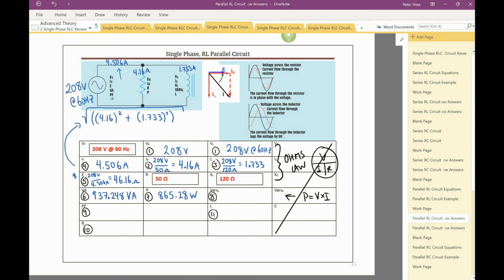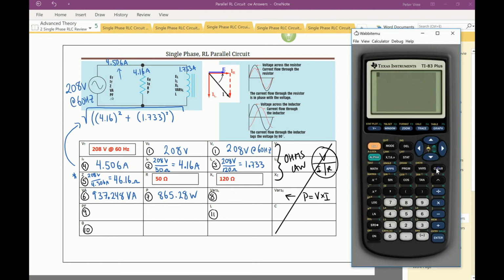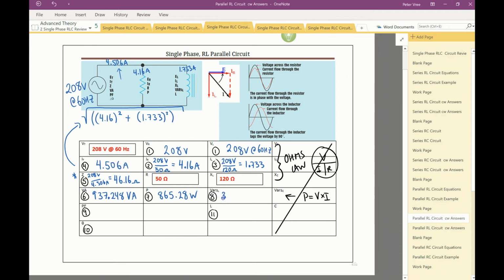Then we've got to do our VARs there. So again, we have 208 volts across the coil. The current through the coil is 1.733. And that gives me 360.464. And the units for that are VARs with a little subscript L.